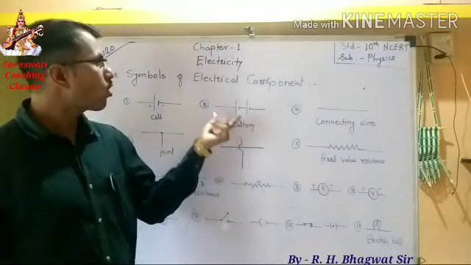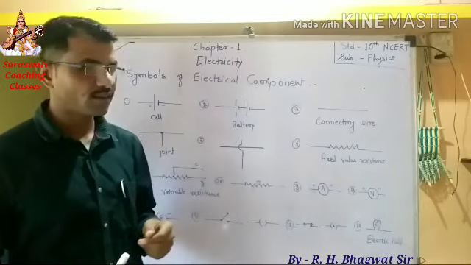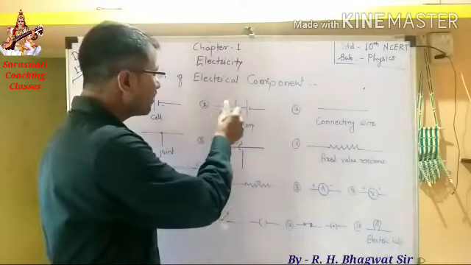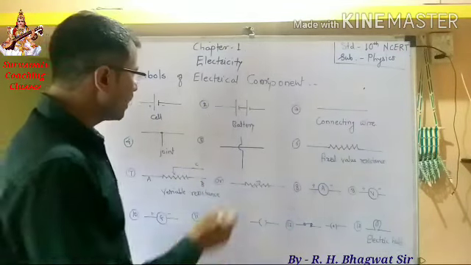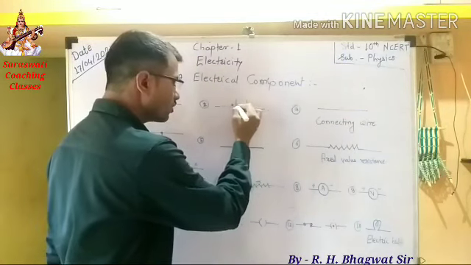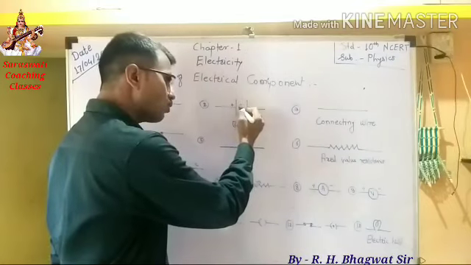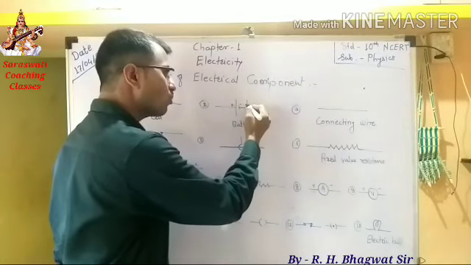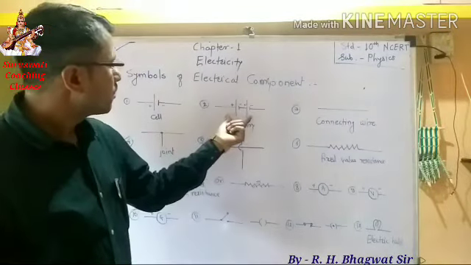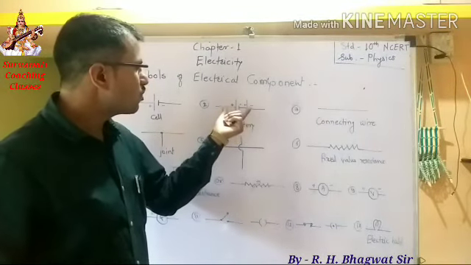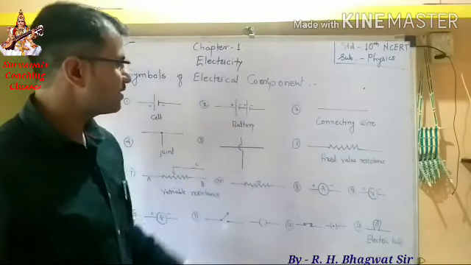A battery is nothing but a combination of two or more cells. In that case, the different cells are connected in series with each other, such that the negative terminal of the first cell is connected to the positive terminal of another cell, and so on. By using this type of combination, we can prepare a battery by using a number of cells.